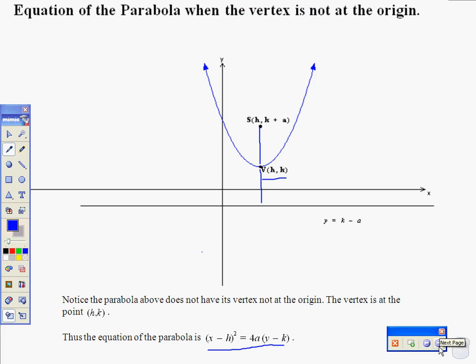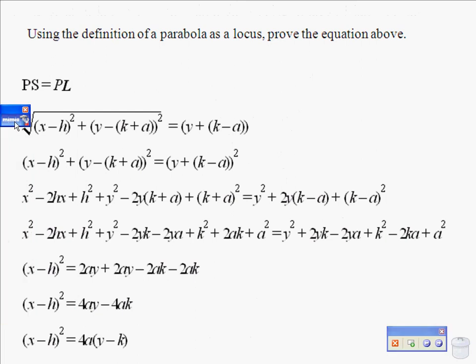Have a look at the proof. As we said in class, it was long and complicated, but what we've got to have is the idea that we're going a distance from P to S, from the point that's on the parabola to the focus. L is the point on the directrix again. By the definition of a parabola, the point on the parabola is equidistant from a focus, a fixed point, and the directrix, which is a fixed line. So we have the distance formula on PS, which is the square root of (x minus h) squared plus (y minus (k plus a)) squared, because (h, k) is the vertex, so (h, k plus a) is the focus of the parabola. And then it's going to equal y plus k minus a.